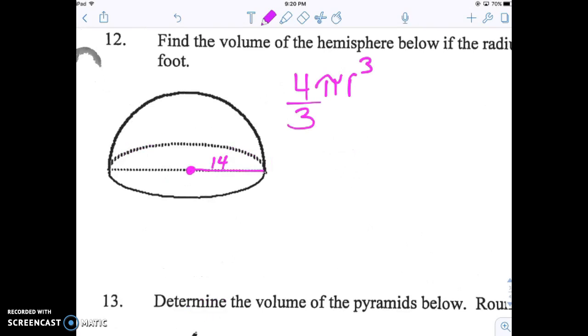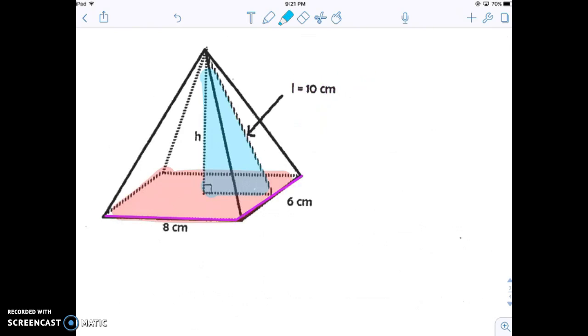A hemisphere is really just a sphere cut in half. So the formula you're seeing there is for a sphere. It's in the back of your green book, and it's also going to be given to you on the Regents, 4/3 pi r cubed. So if you can calculate the volume of what would be a total sphere, and then figure out what would be the hemisphere. Look closely at this one.